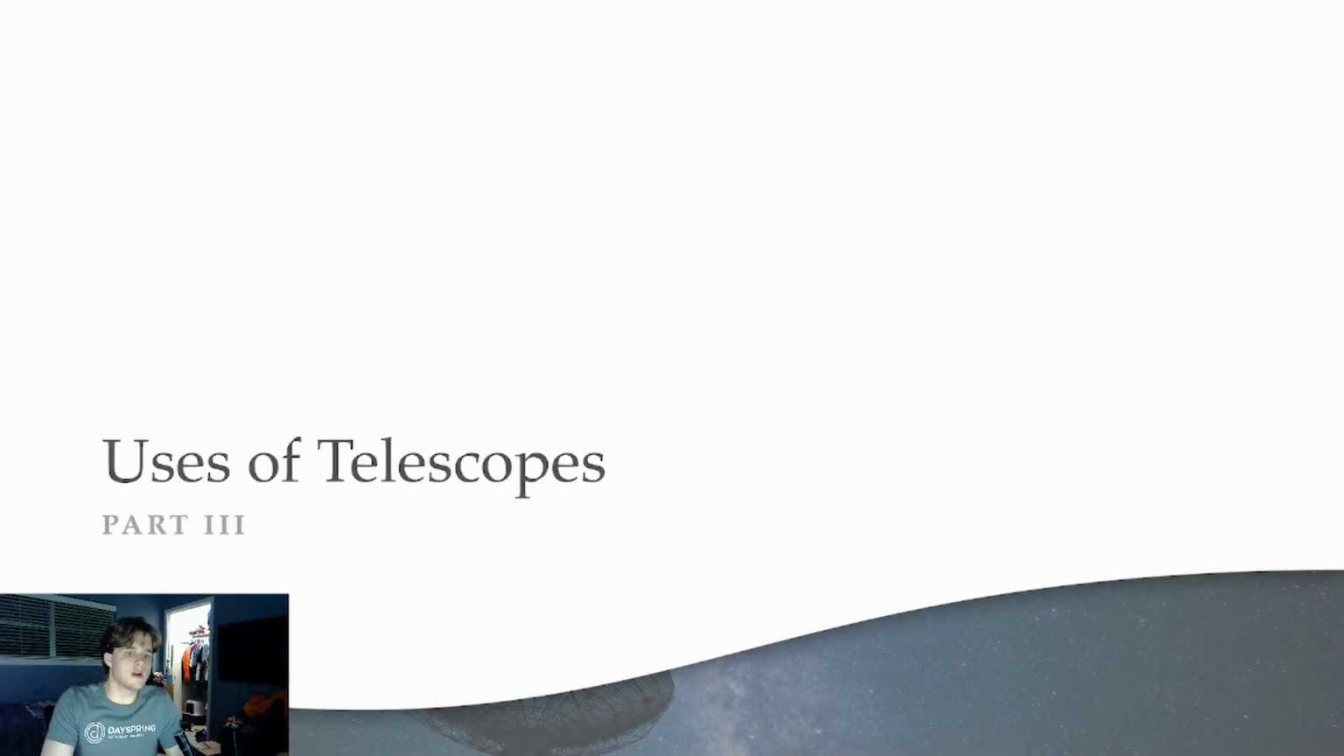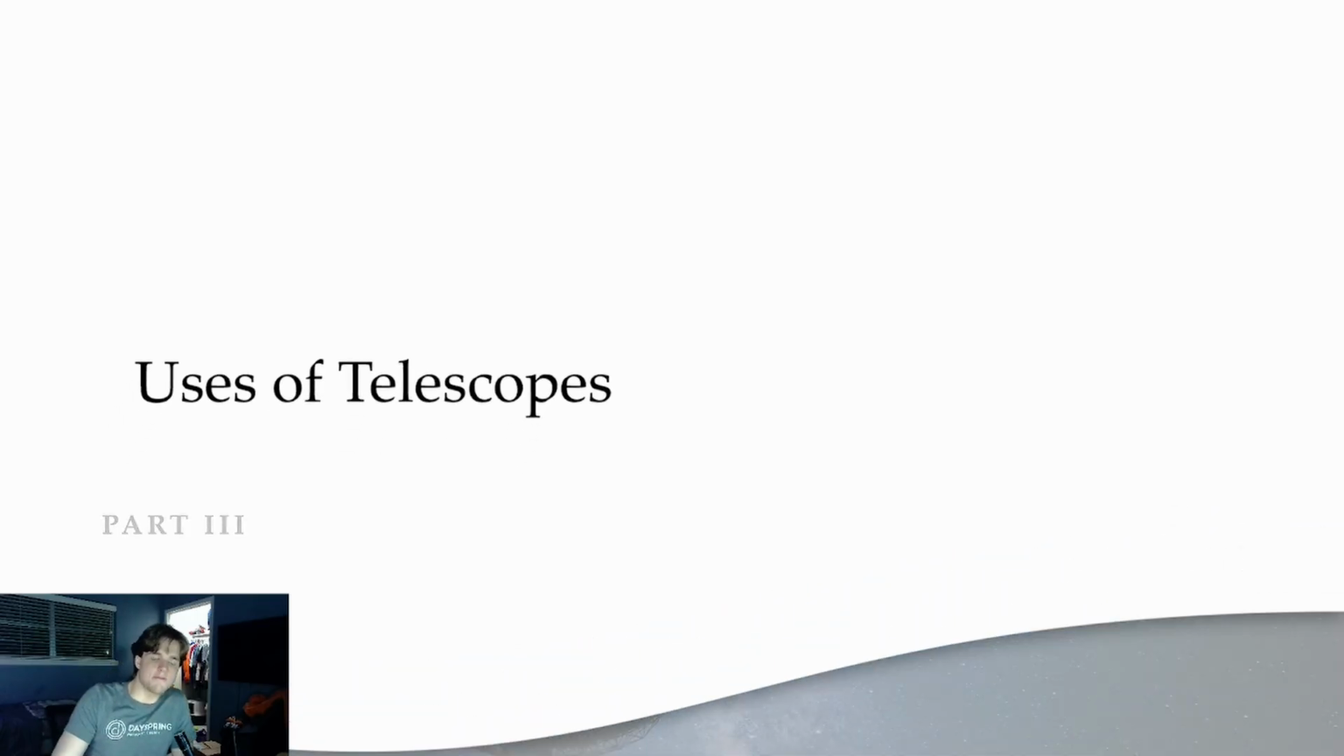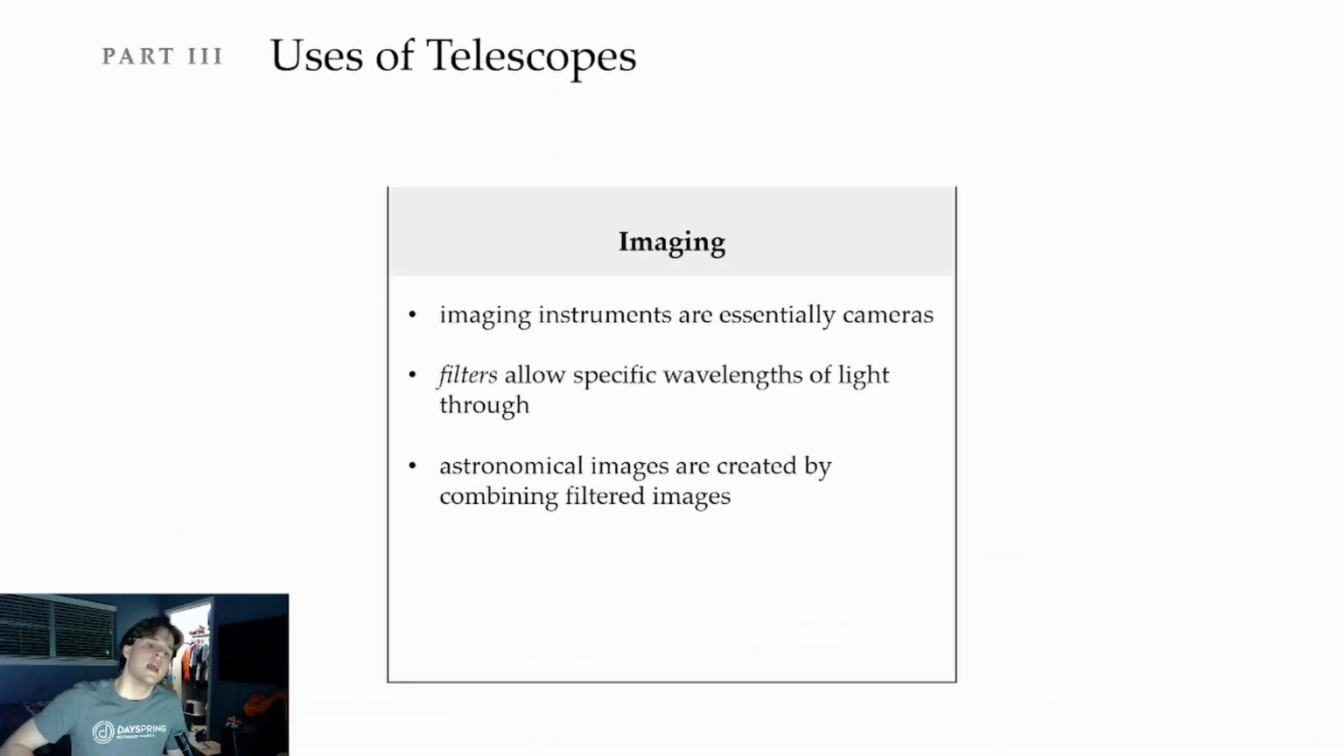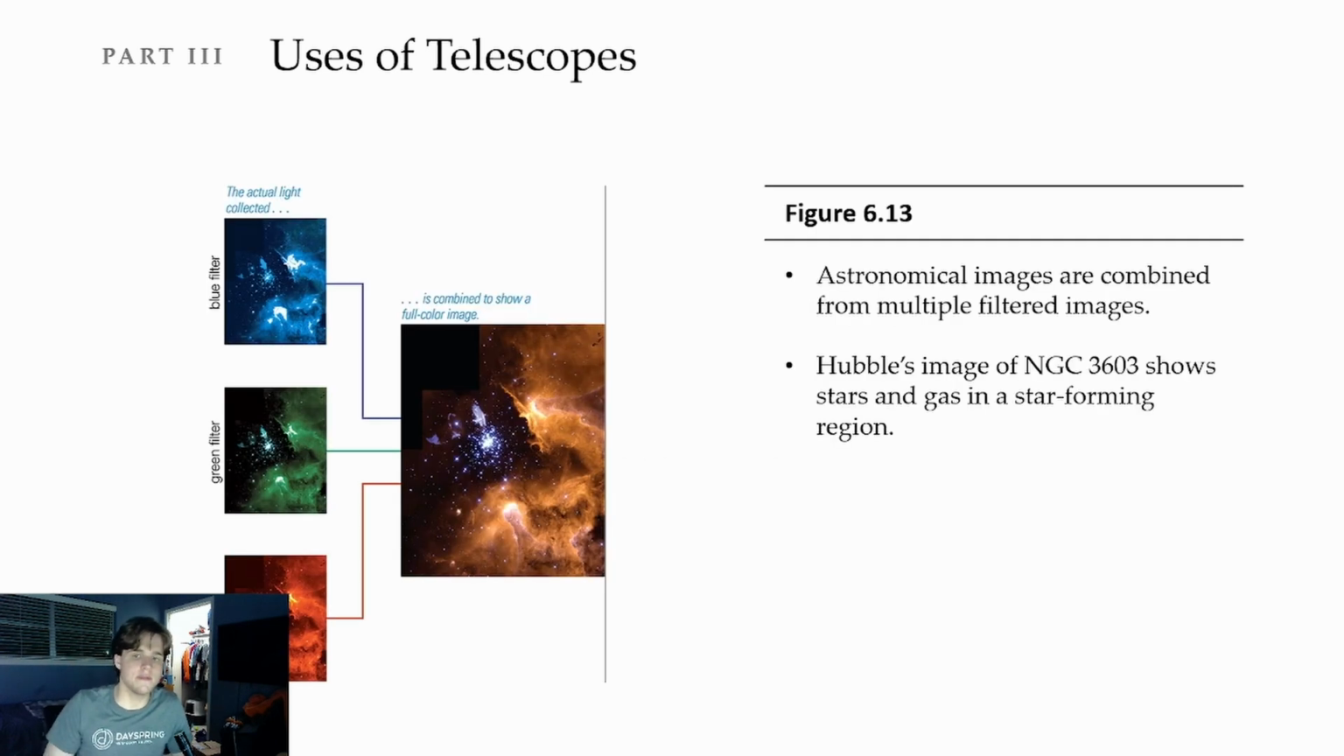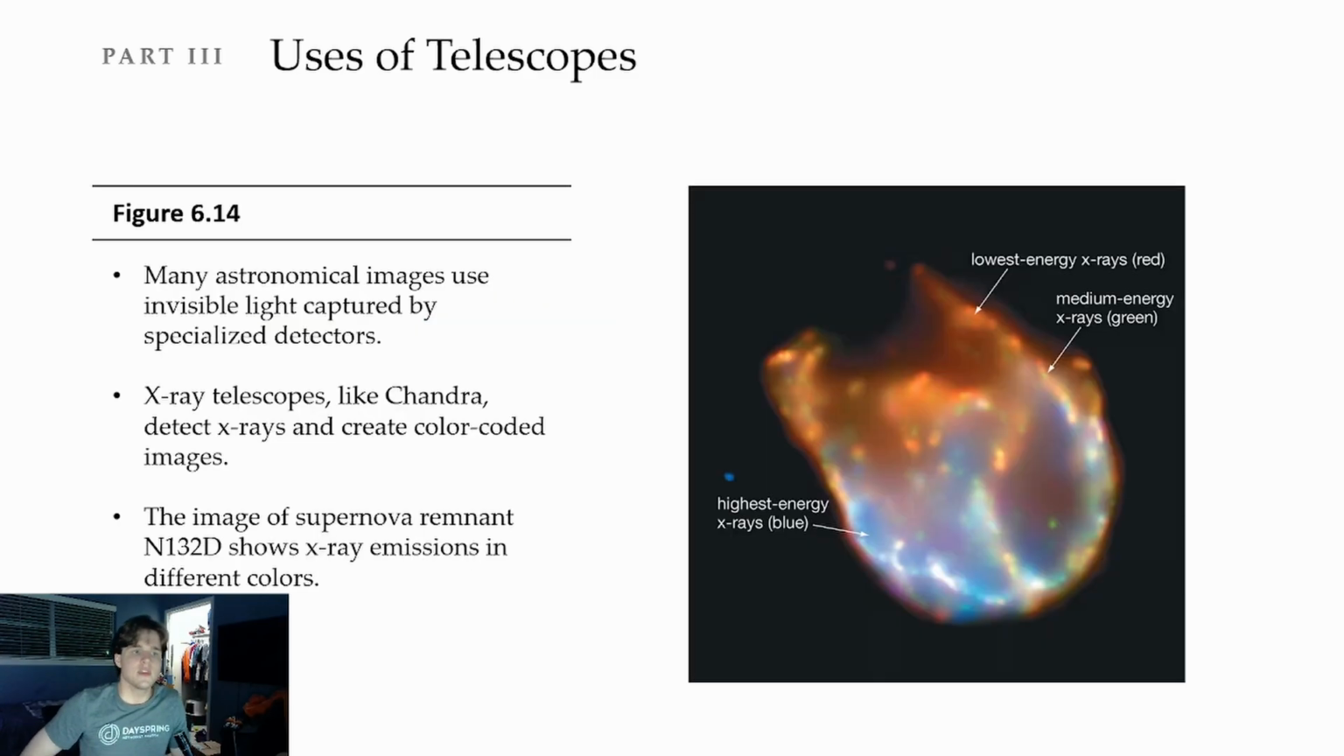Now, the third part of this is the uses of telescopes. And the first use of a telescope is for imaging. Imaging instruments are effectively cameras, and they use filters to allow specific wavelengths of light through. And so in this instance, the Hubble Space Telescope is taking an image of NGC 3603, where it takes the blue, green, and red and combines it into one full color image. And this is another example where it's actually capturing invisible light. This is an X-ray telescope like Chandra, and it's taking an image of the N132D, and it's taking this invisible X-ray light.